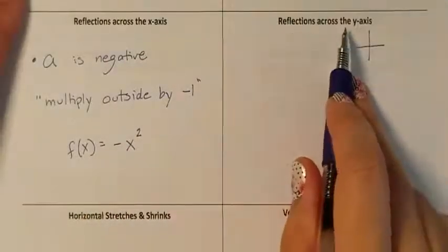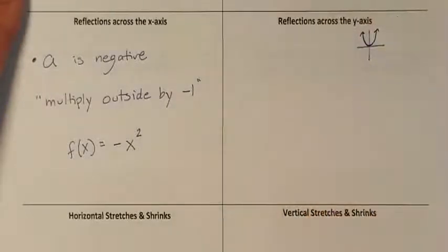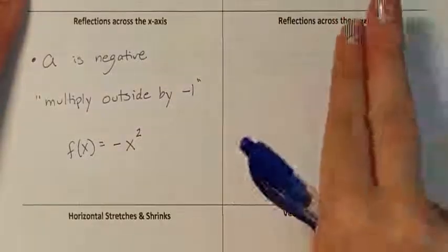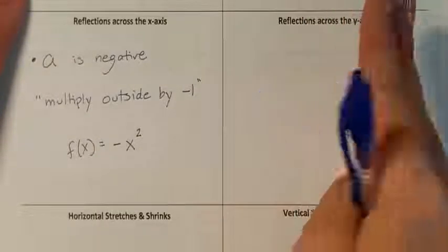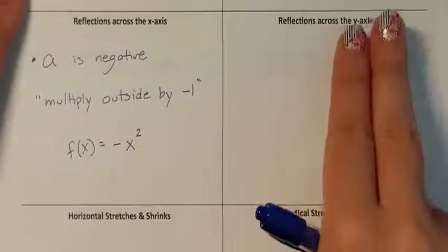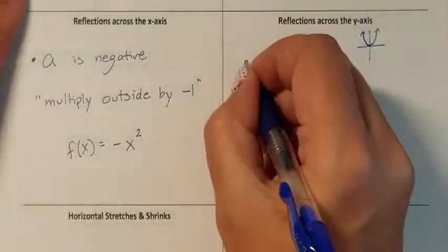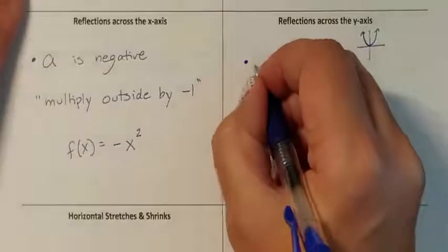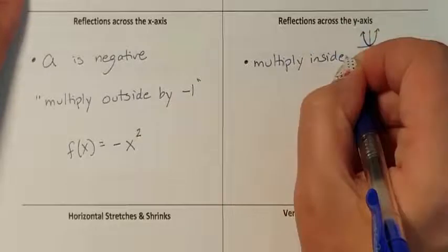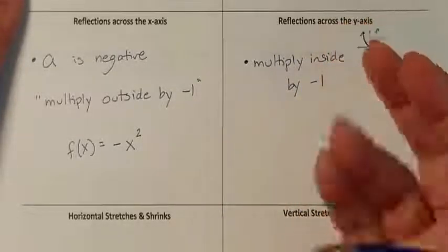Now if I'm reflecting across the y-axis, this is my parent quadratic function. Reflecting across the y meant that they turn this way and switch places because that's the y-axis. Well, the parent function is symmetrical. So if I was a u and I flip my u, I actually end up looking the same. So what are we used to saying on this? We are used to saying that we would multiply the inside by -1. This is how you would reflect across the y-axis.